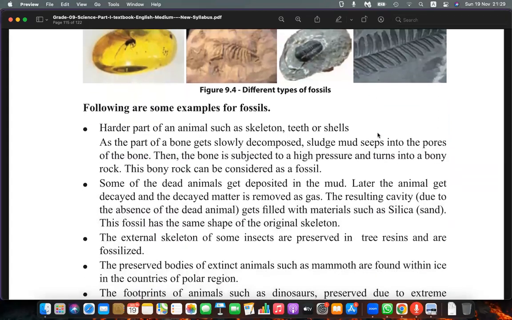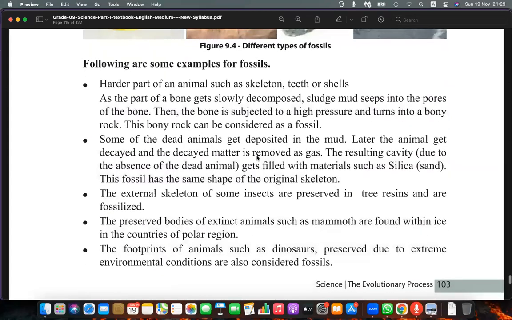Right? This is how some fossils form. Because of extreme weather, it can be sealed. In ice, there can be frozen fossils, right? Here the preserved bodies of extinct animals such as mammoths are found within the ice.